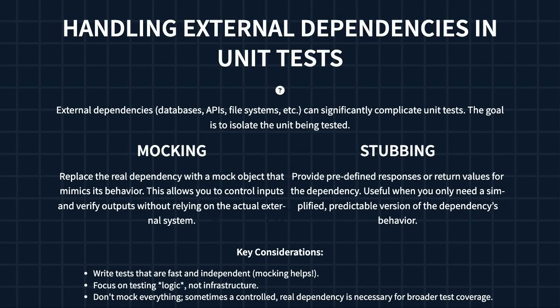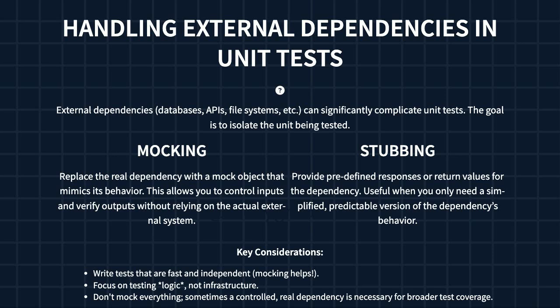Okay, let's talk about how to deal with those external things: databases, APIs, file systems when writing unit tests. They can make testing tricky because you don't want your test to depend on something that might be slow or unreliable. The main strategy here is mocking and stubbing. Mocking involves replacing the real dependency with a fake version, a mock object that acts exactly like the real one, but you control its responses.